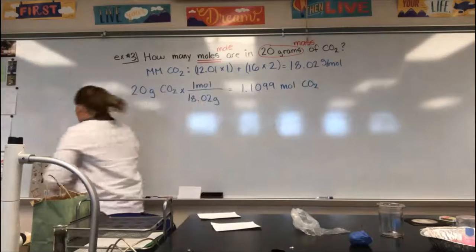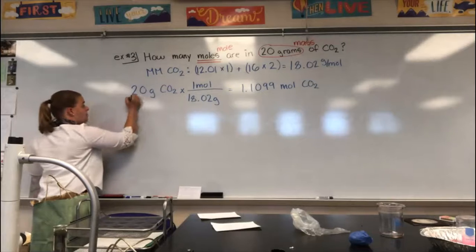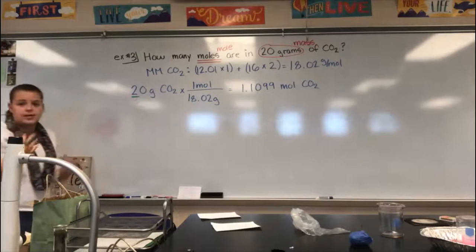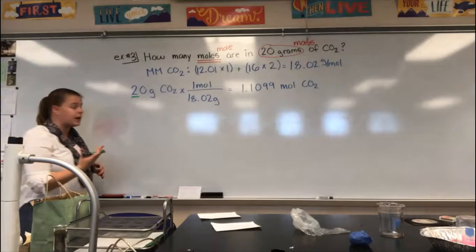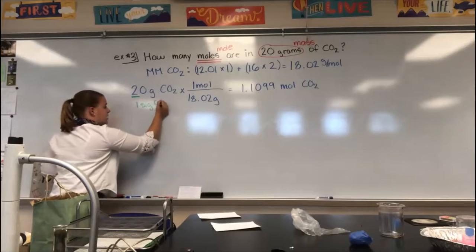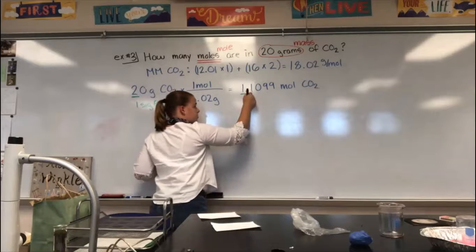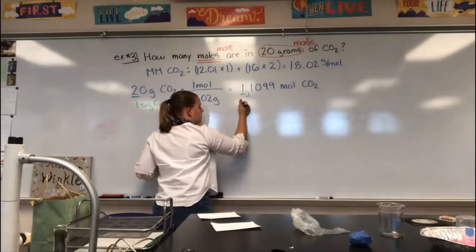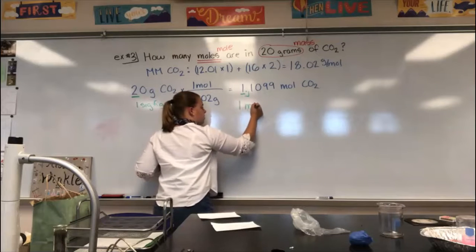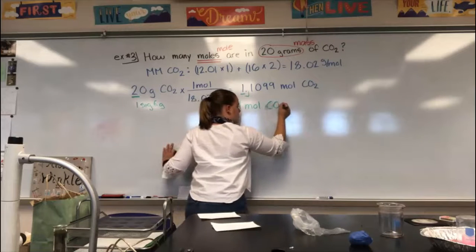Now you're not done yet, because we've got to do sig figs. We only have 1 sig fig in 20. There's no decimal point or sandwiching going on, so we have 1 sig fig. We got to round our answer to 1 sig fig. The digit after the 1 tells me the 1 stays the same, so your final answer is 1 mole of CO2.